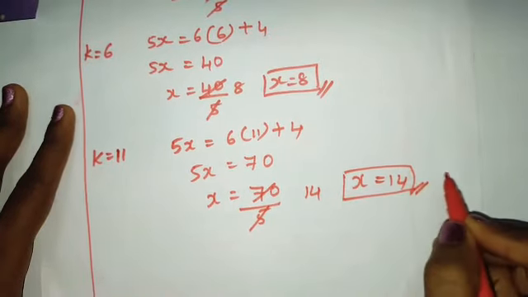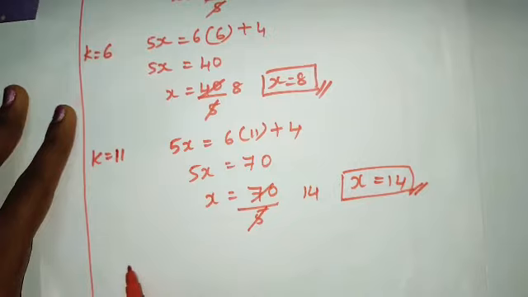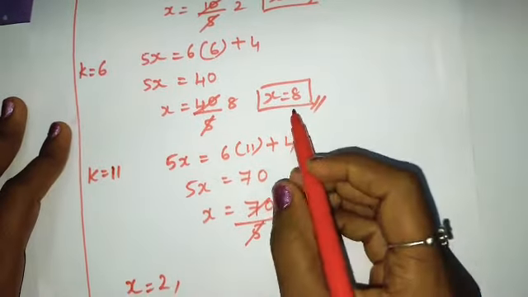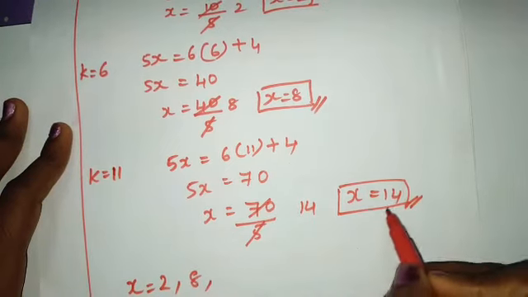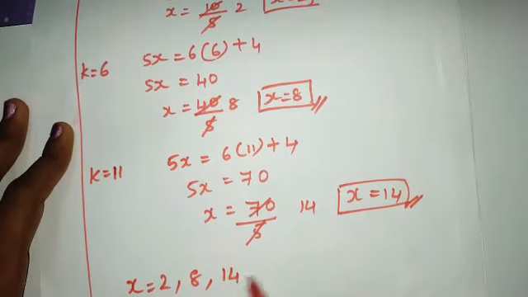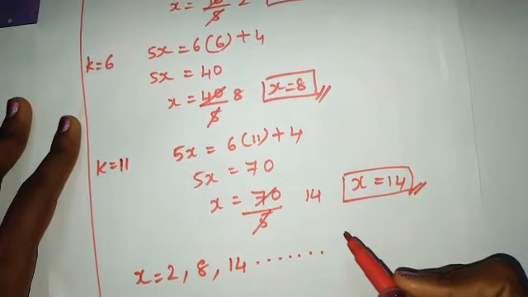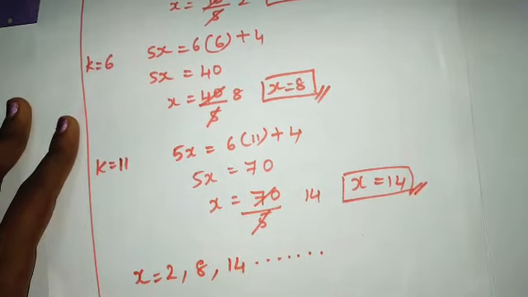Got it? So now you list out all the x values. So first you got 2, then 8, then 14, and so on. Got it? So now we'll see the next sum.